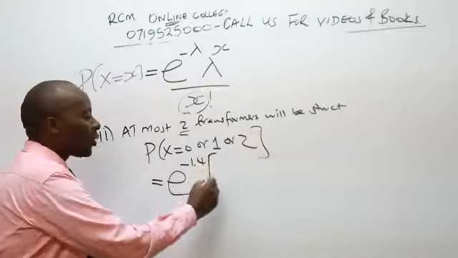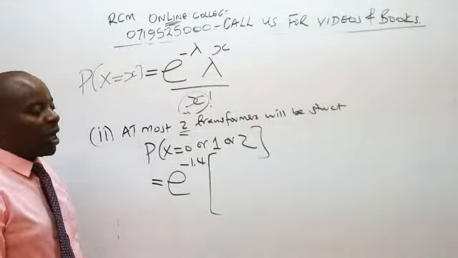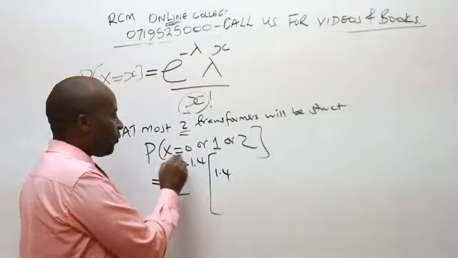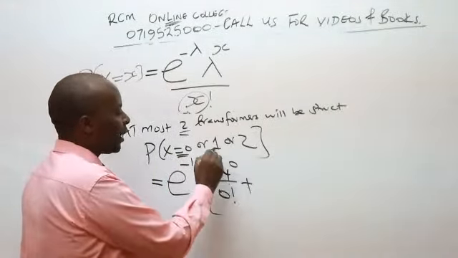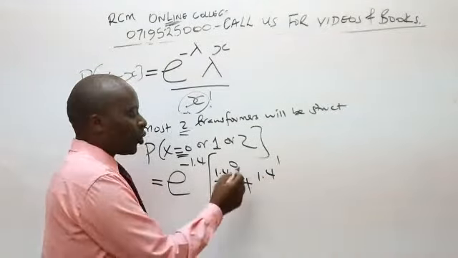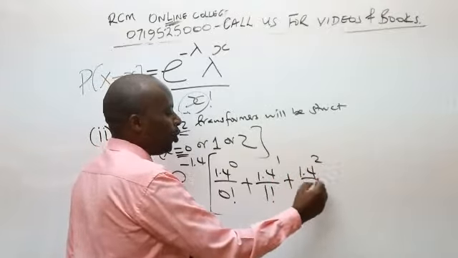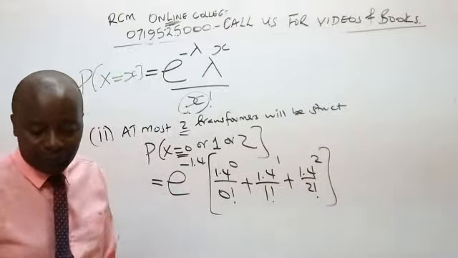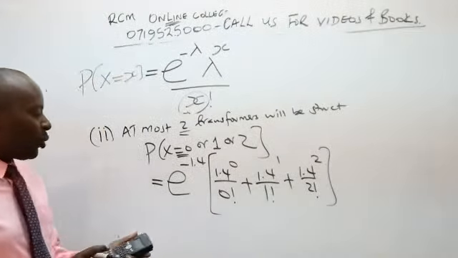And then into brackets, what do we have here? You can see we have lambda raised to x. So lambda is the mean, which is 1.4. So 1.4 raised to the first x figure, which is 0, all over the first x figure factorial, plus the same arrangement, but this time round x is 1, so 1.4 raised to 1 all over 1 factorial, plus 1.4 raised to 2 all over 2 factorial. And you get out your calculator, and you'll be able to get this very easily.